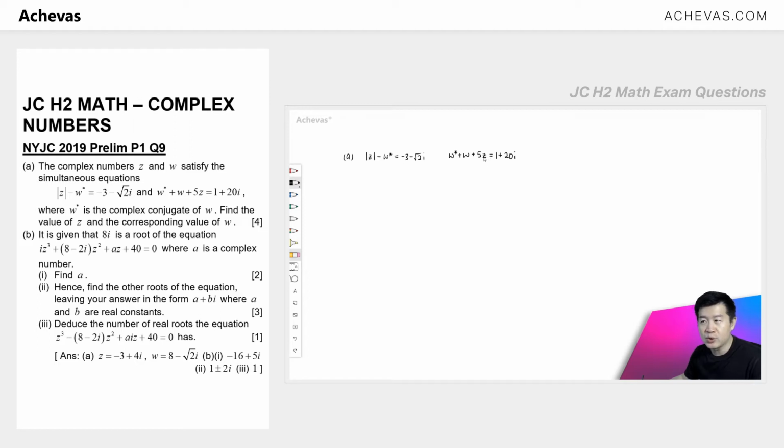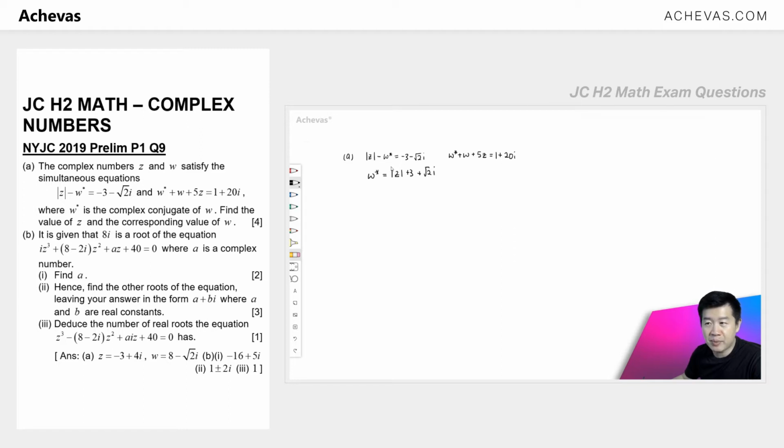If I were to try to make z the subject and I replace this z that is within the modulus by w conjugate and w, we will potentially get quite a tedious equation to try to solve for w and w conjugate too. So one way that we can probably give it a try is to make use of the fact that modulus of z here is a real number, which means that if I were to make w conjugate the subject, this will be modulus of z plus 3 plus square root of 2i.